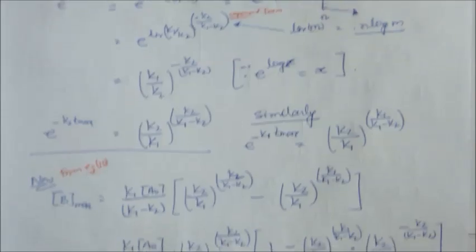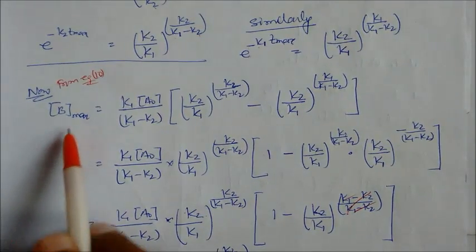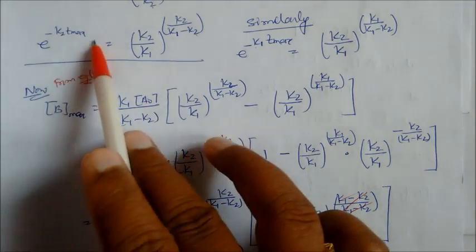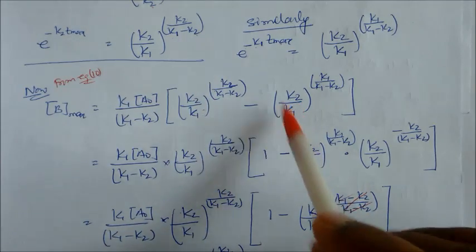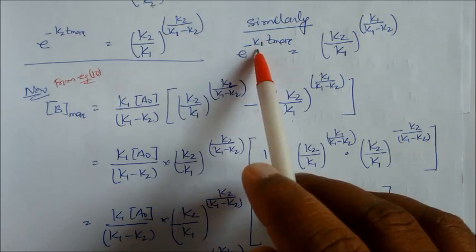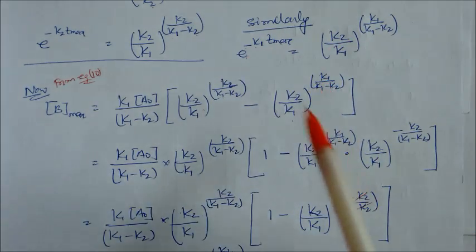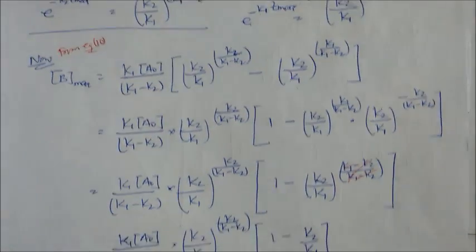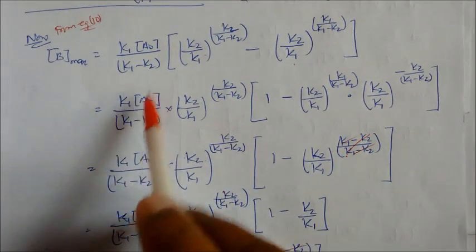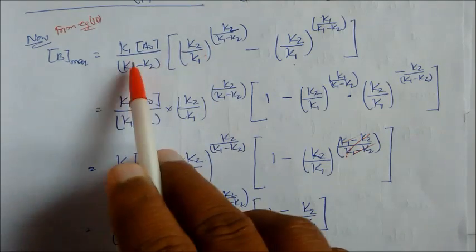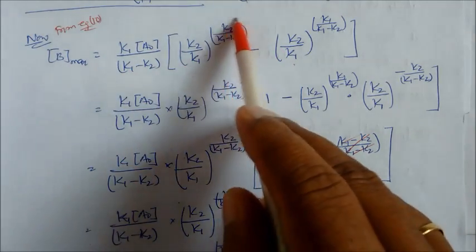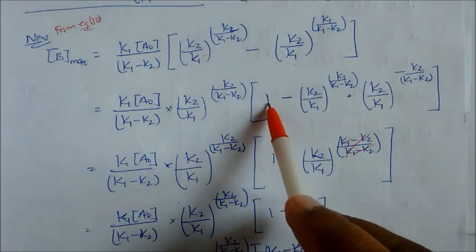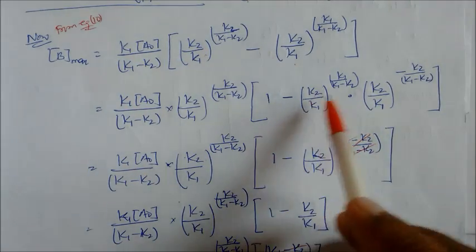So on substituting we will get again b max equal to, from equation 10, this value, and write the e to the power minus k2 t max here, and e to the power minus k1 into t max, this value over here. So these two values are written. Now we will solve it. On solving, multiply this into this and this into this. Again taking the constant k2 by k1 outside, this becomes 1, and this becomes the inverse value.